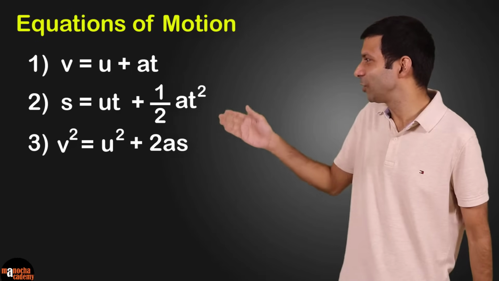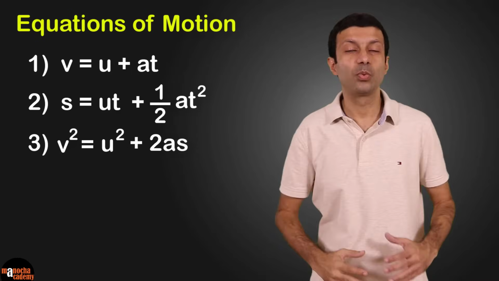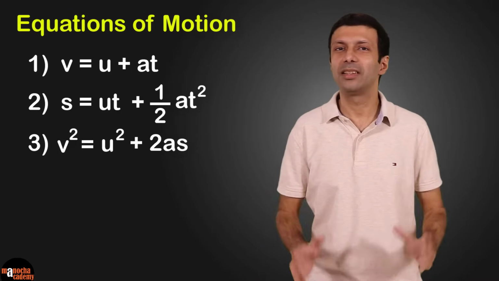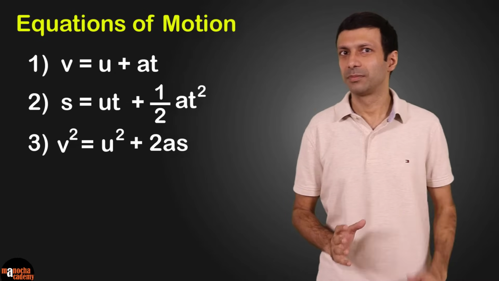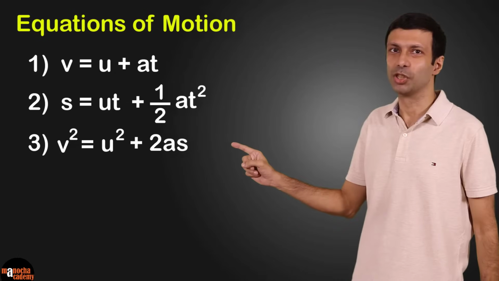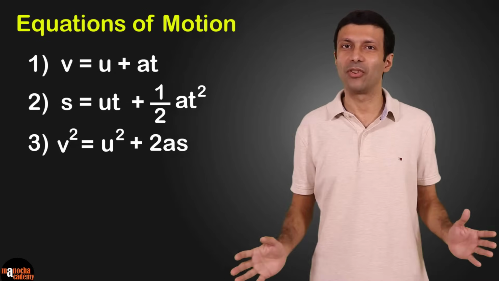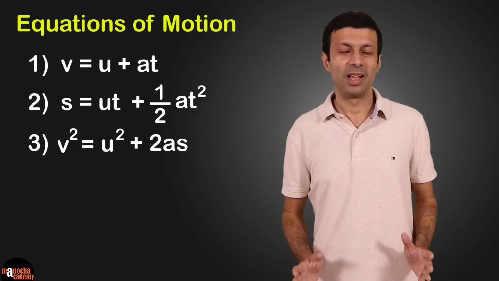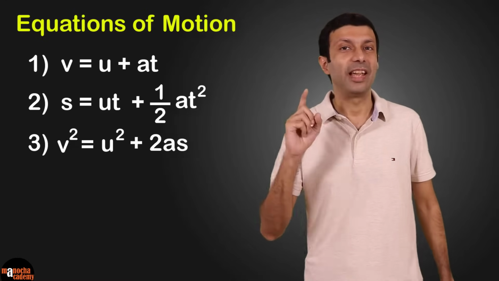Here are the three equations of motion. We can use one of these equations to calculate the time of free fall. I have a video on equations of motion. So, if you haven't watched that already, do check it out. Now, let's go ahead and apply these equations. We want to find the time of free fall of the orange ball and green ball.